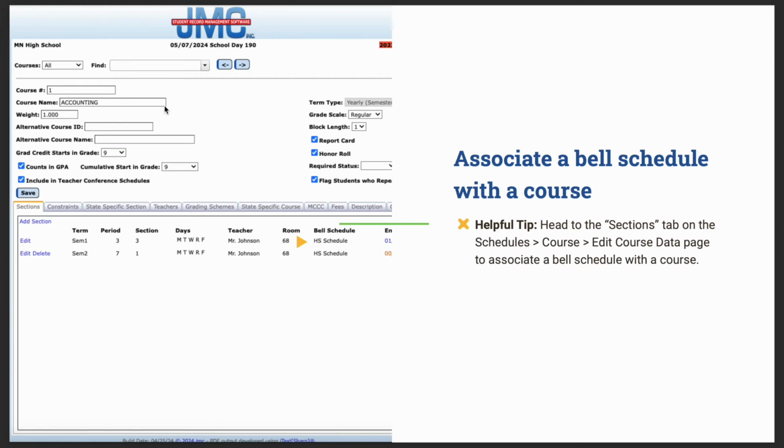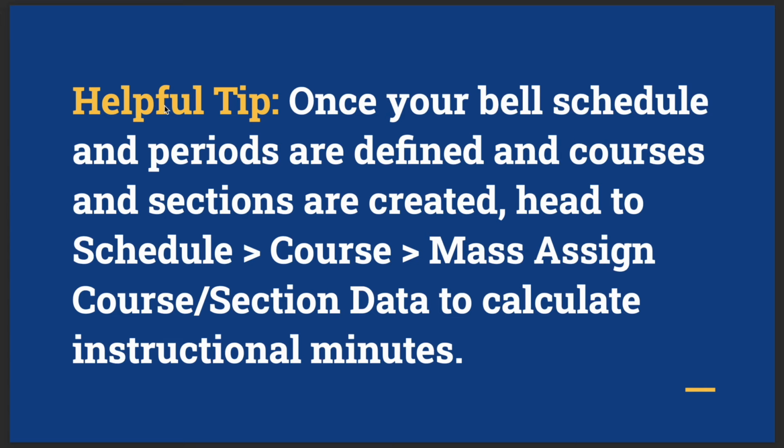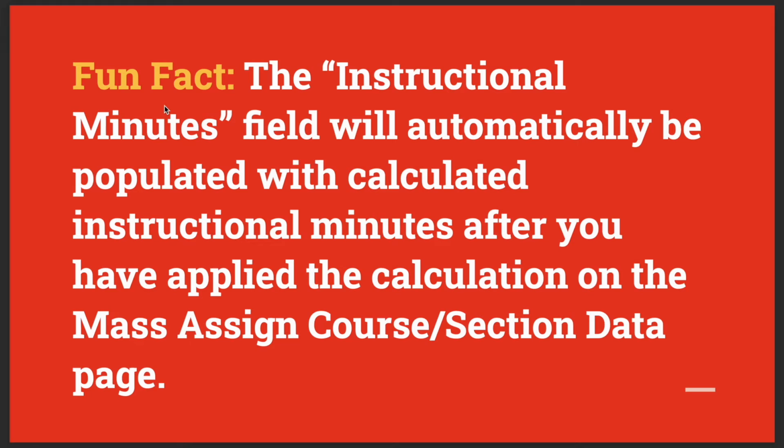Helpful tip, head to the Sections tab on the Schedules Course Edit Course Data page to associate a bell schedule with a course. Helpful tip, once your bell schedule and periods are defined and courses and sections are created, head to the Schedules Course Mass Assigned Course Section data to calculate instructional minutes. I'll show you how to do that in just a minute here. Fun fact, the instructional minutes field will automatically be populated with calculated instructional minutes after you have applied the calculation on the Mass Assigned Course Section data page.